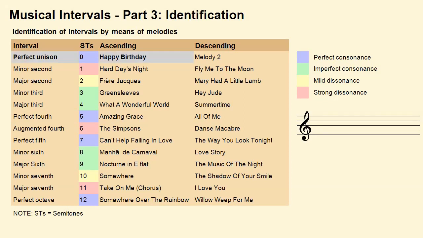Perfect unison interval. Happy birthday. Ascending minor second interval. One semitone. Hard day's night. Descending minor second interval. One semitone. Fly me to the moon.